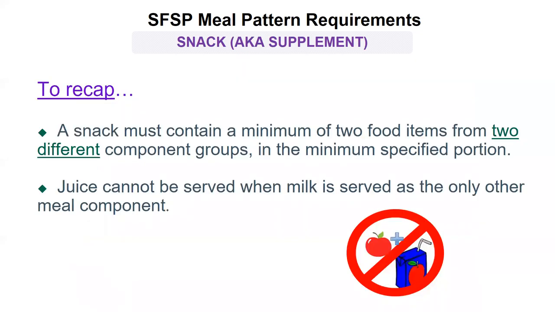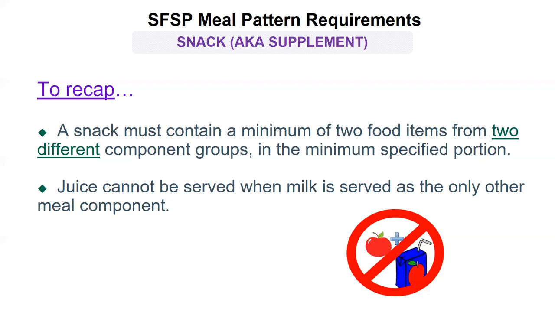Okay, the next slide I've basically already indicated that you have to have two different components present and at least the minimum required portions. And you can couple two components in the form of liquid. So you could do a juice plus a milk. You also have to do, like I said, you have to offer from two entirely different component groups.